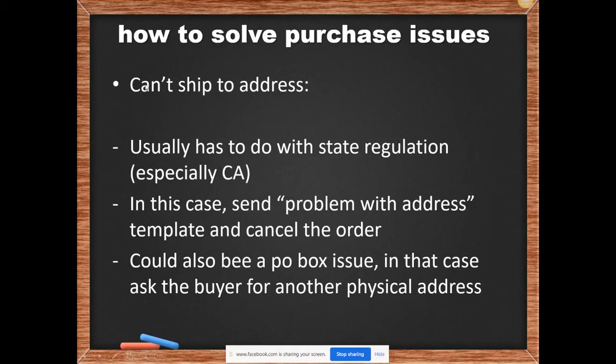Okay, next one is can't ship to address. Usually it has to do with state regulation, especially California, which is the worst. They have a lot of regulations on things you can't send: chemicals, gardening stuff, some sort of metals and plastics, they just won't allow it. So again, you have nothing else to do. You have to cancel the order because you can't ship it. Amazon won't let you, because of state regulation.